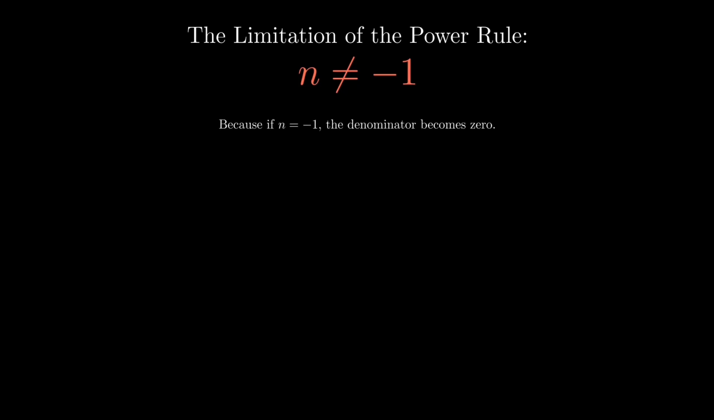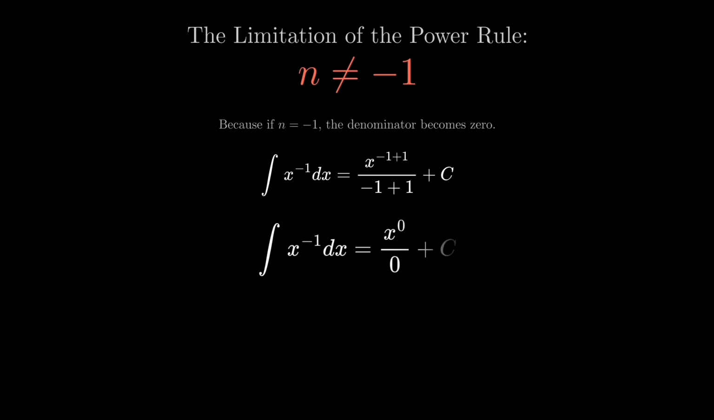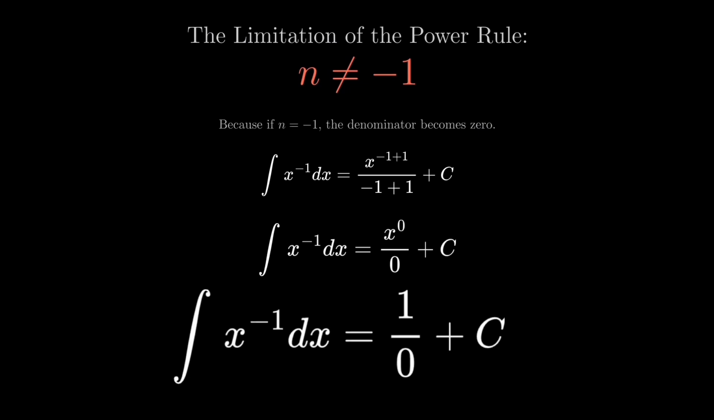There is one major limitation. The power n cannot be -1. If it were, we'd end up dividing by 0, which breaks the math. We will explore the special rule for that case when we discuss logarithmic functions in a future lecture.